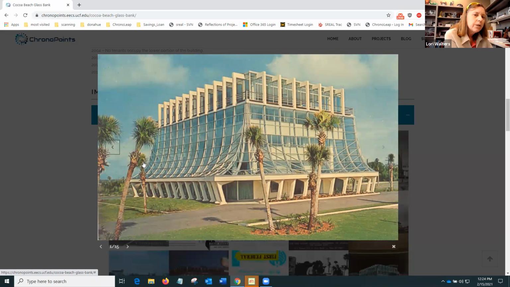While it's called the Cocoa Beach Glass Bank, it's actually the First Federal Savings and Loan Association, Cocoa Beach branch. So it's not really a bank technically. Technically, it was a savings and loan. But people still called it the glass bank because, as you see, it looks like glass, and it's easier to say Cocoa Beach Glass Bank rather than constantly saying Cocoa Beach Savings and Loan. So this is a nice postcard from the period.